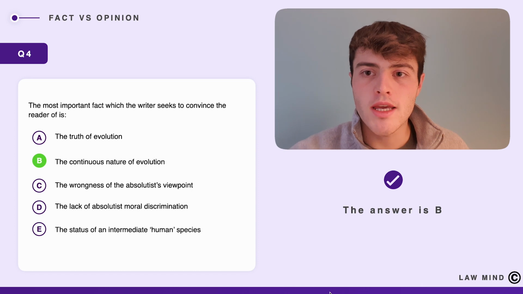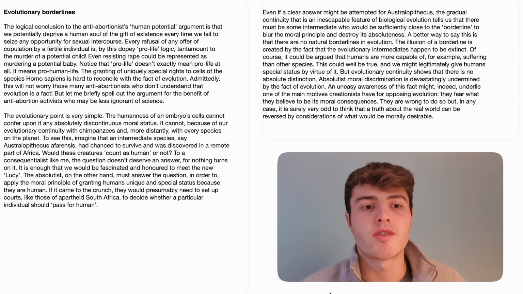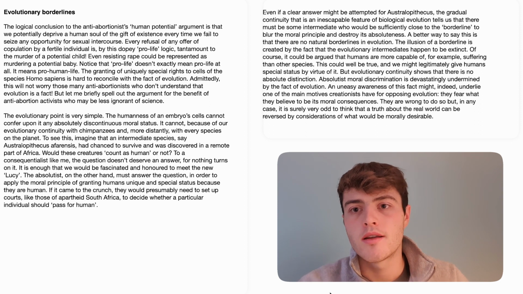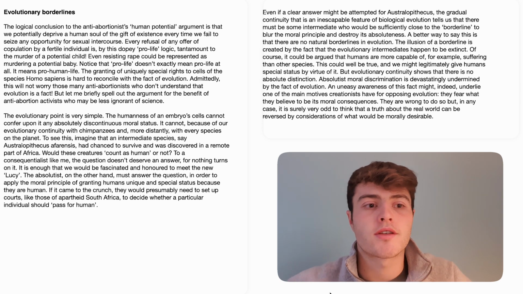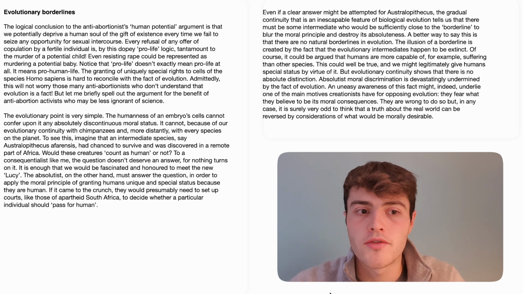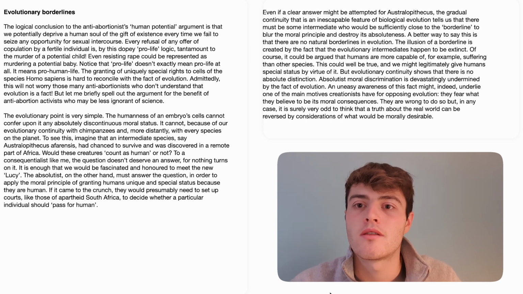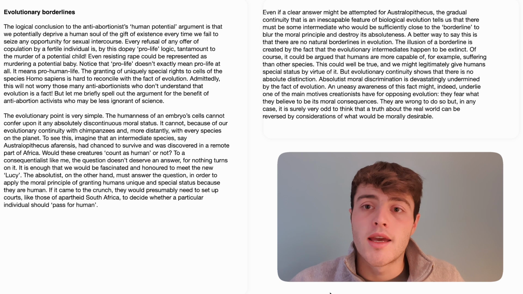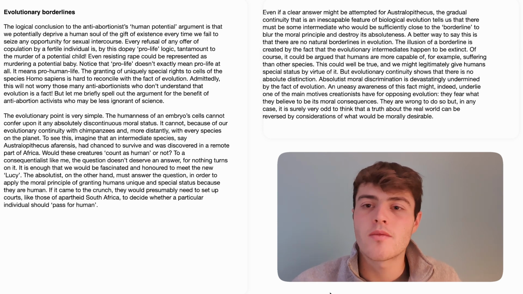Let's take a look at option E in the passage, the status of an intermediate human species. Now this is factual, but it's not the most important fact. We can see it referenced on line 4 of paragraph 2. To see this, imagine there's an intermediate species. It is therefore clear that this is given as an example to demonstrate the wider point, and therefore isn't the most important fact. It's not something the writer's trying to convince us of.